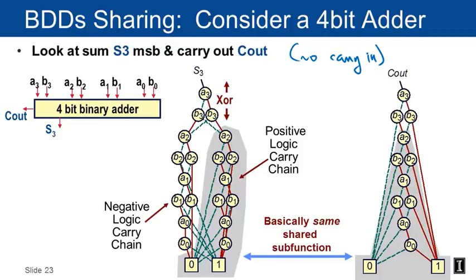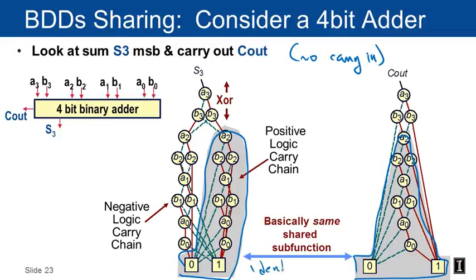If you then go look on the right-hand side at the other BDD for the carry out, you see it's got really quite a lot of the same structure. And in fact, the big gray box, which is what I am highlighting, so I'm just going to outline it here. There's this big gray BDD over here, and then there's this big gray BDD over here. Those things are basically the same shared subfunction, and I can say that even more strongly. Those things are identical graphs. There is nothing different. Those things are exactly the same.